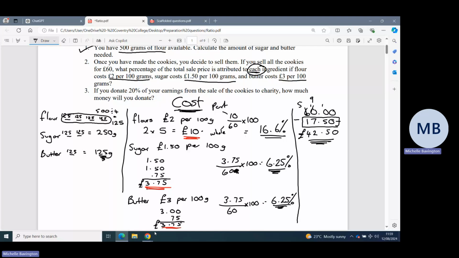Okay, so £42.50. So 10% would equal £4.25. Another 10% would equal £4.25. So altogether, I would donate £8.50. So I've taken each question and I've split it up and I've kept it neat.